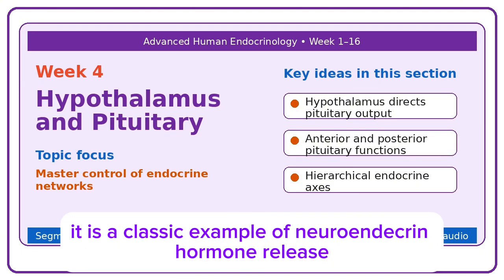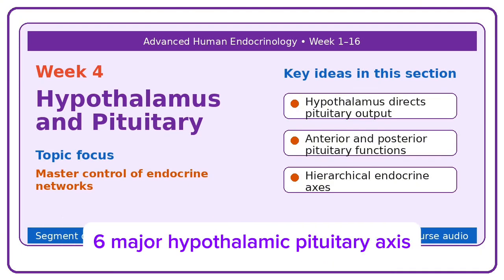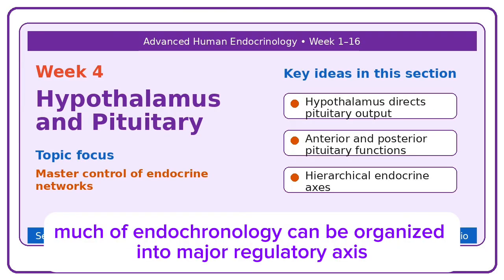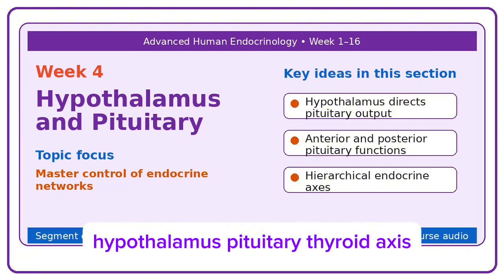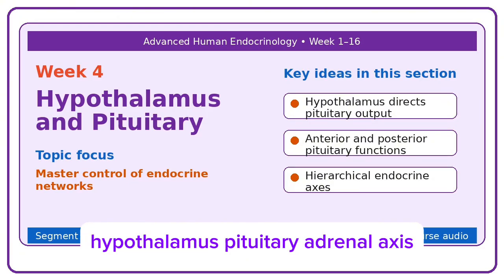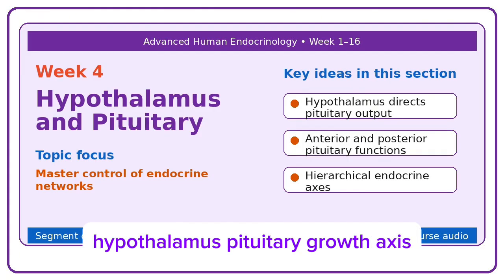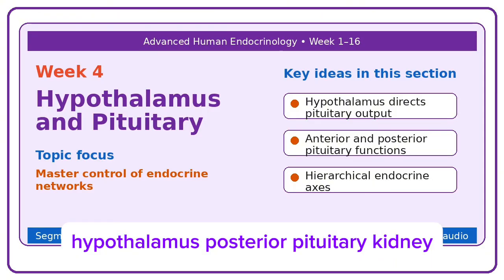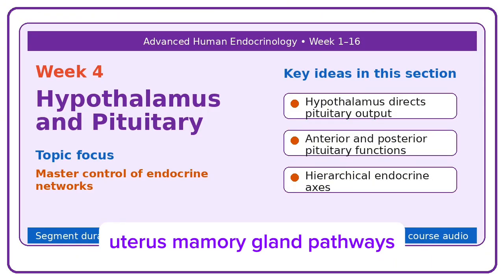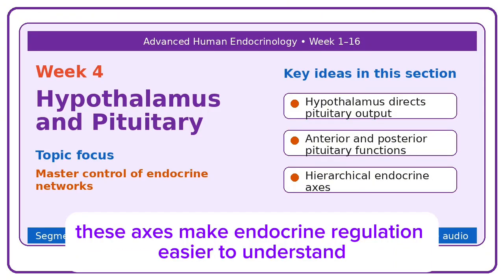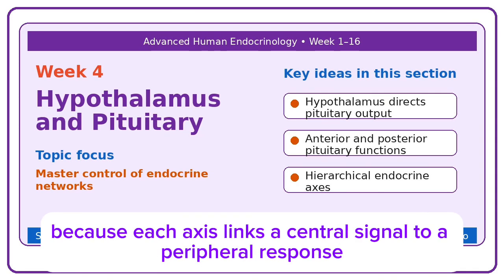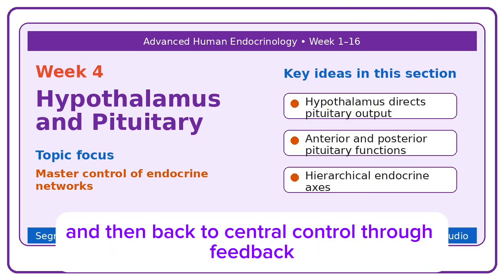It is a classic example of neuroendocrine hormone release. 6. Major hypothalamic-pituitary axes. Much of endocrinology can be organized into major regulatory axes: hypothalamus, pituitary, thyroid axis; hypothalamus, pituitary, adrenal axis; hypothalamus, pituitary, gonadal axis; hypothalamus, pituitary, growth axis; hypothalamus, posterior pituitary, kidney, uterus, mammary gland pathways. These axes make endocrine regulation easier to understand because each axis links a central signal to a peripheral response and then back to central control through feedback.